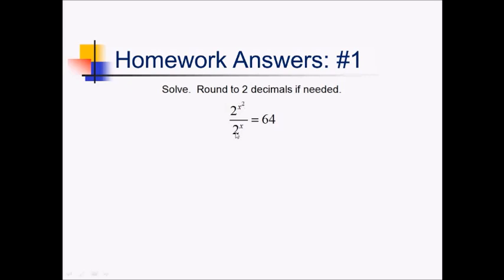For this problem, we see that there are three terms here that are all powers of 2. We have 2 to the x squared, 2 to the x, and 64, which is actually 2 to the 6th, and I'm going to rewrite it like that in just a sec.